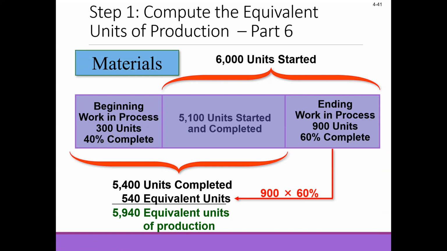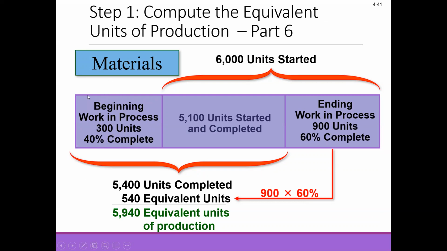Hello, Nancy. I have a question. Mm-hmm. Yeah. So here shows beginning work in process, 300 units is 40% complete. Hello, can you hear me? I can. Yeah. So why do we just add 300 units total to the beginning, but not 300 times 40%? Because that's what it did start with.